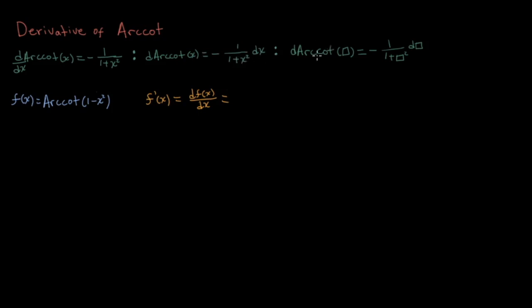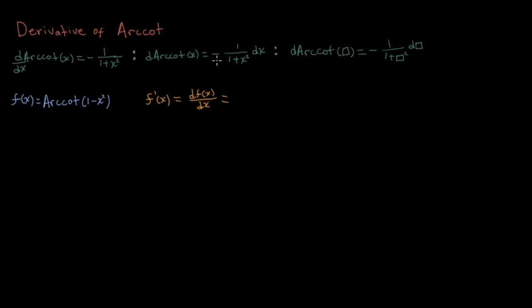Or, in other words, the derivative of arccotangent box, whatever is in this argument here, is equal to negative 1 over 1 plus this box squared times the derivative of this box. One thing you'll notice too is that the derivative of an arccotangent function is just the negative of the derivative of an arctan function. So it's the same expression, we're just adding a minus sign in front of it.